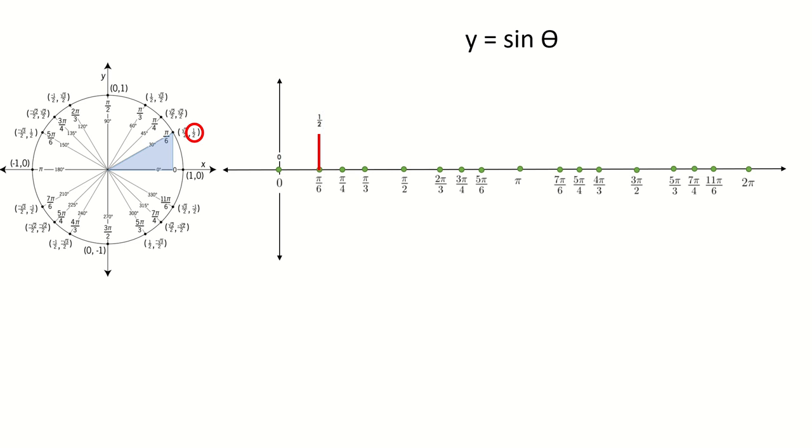Now pi over 4, we can take that height of root 2 over 2, bring it over to our graph, and label it. Pi over 3, we can bring that over to our graph, label it, and we can keep going around the circle in that manner.